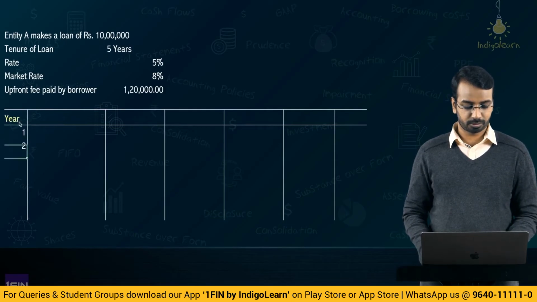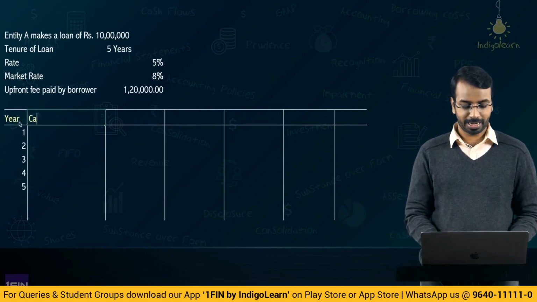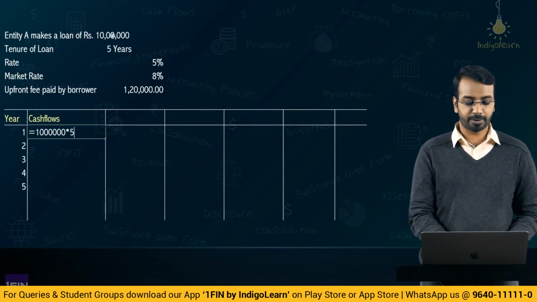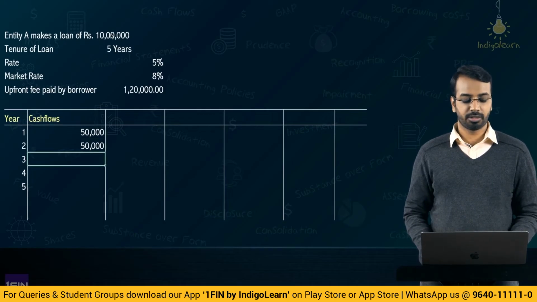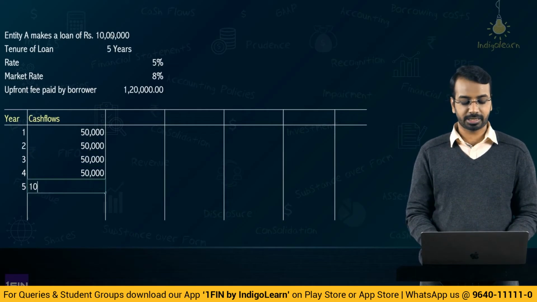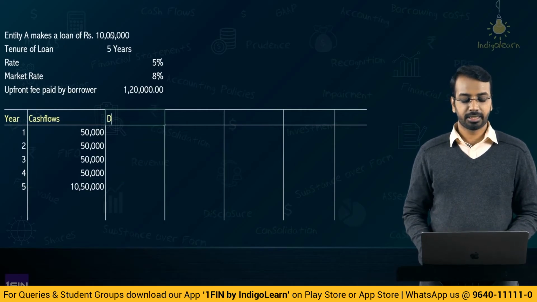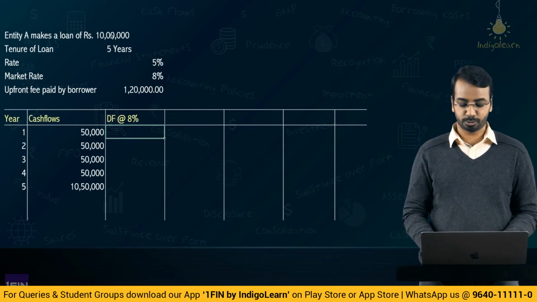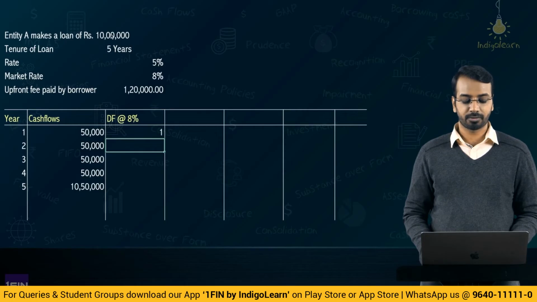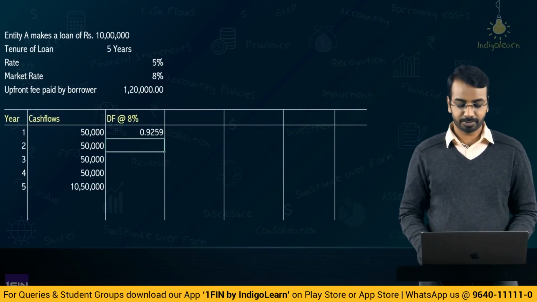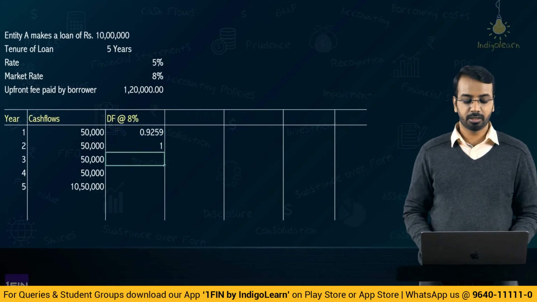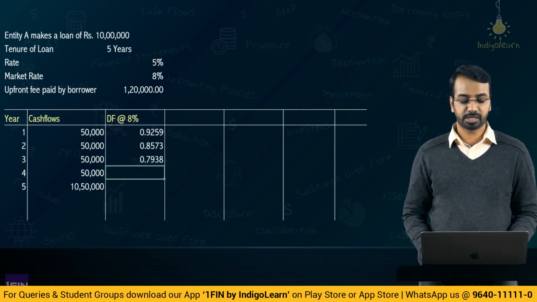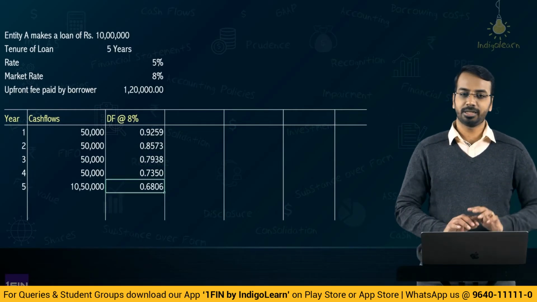Here, if you see 1, 2, 3, there are 5 years, right? I will directly say the cash flows now. Cash flow is 10 lakhs multiplied by 5%, 50,000 in the first year, 50,000 in the second year, third year, fourth year, and in the fifth year it is 10 lakh 50,000. Discounting factor at 8%. Always calculate the present value using the market rate of interest. So this will be 1 divided by 1.08 first period, 0.9259, then this divided by 1.08, this divided by 1.08, that is 0.8573, 0.7938, 0.7350, 0.6806, right?